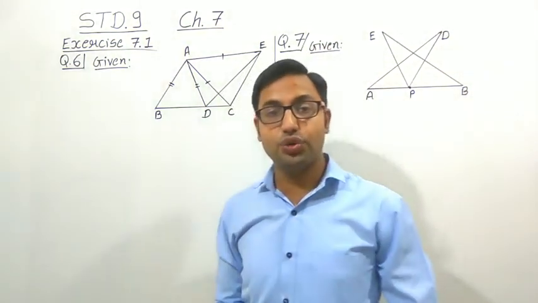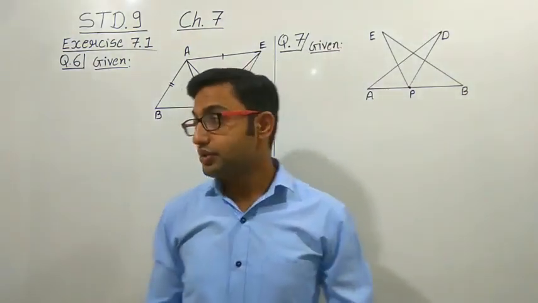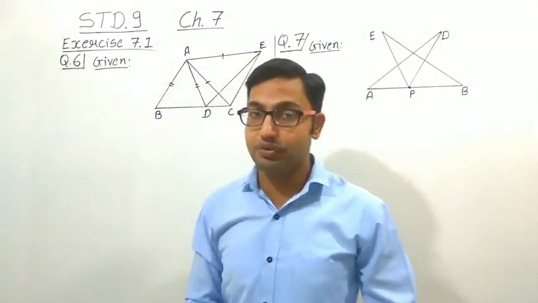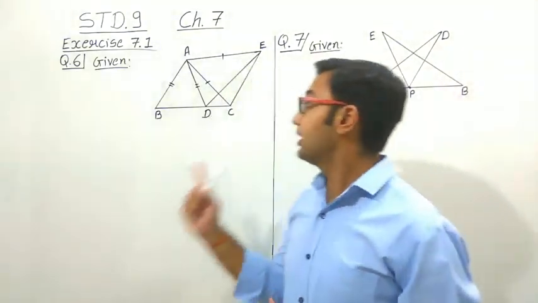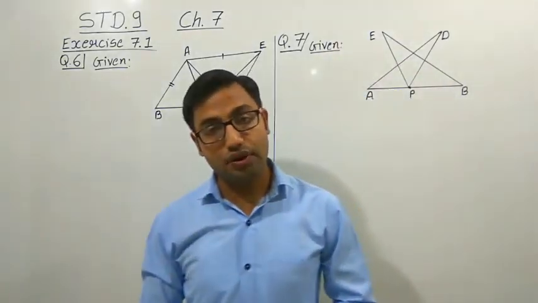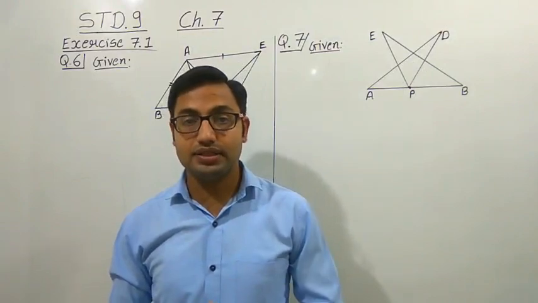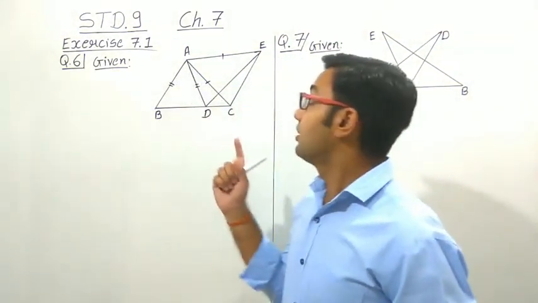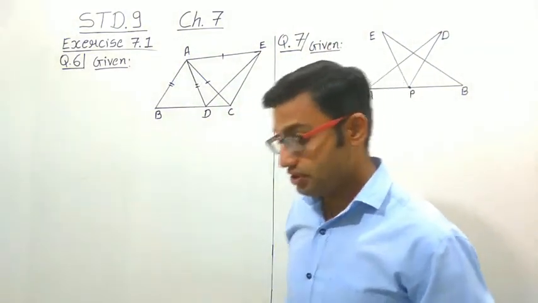Hello students, today we will study the next question of exercise 7.1, that is question number 6 and 7. This is the topic of standard 9, chapter number 7, triangles. So what is the question?